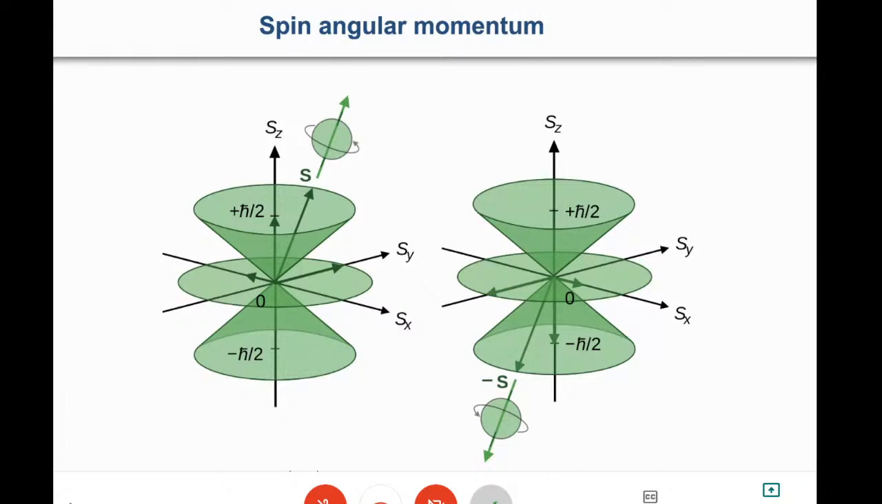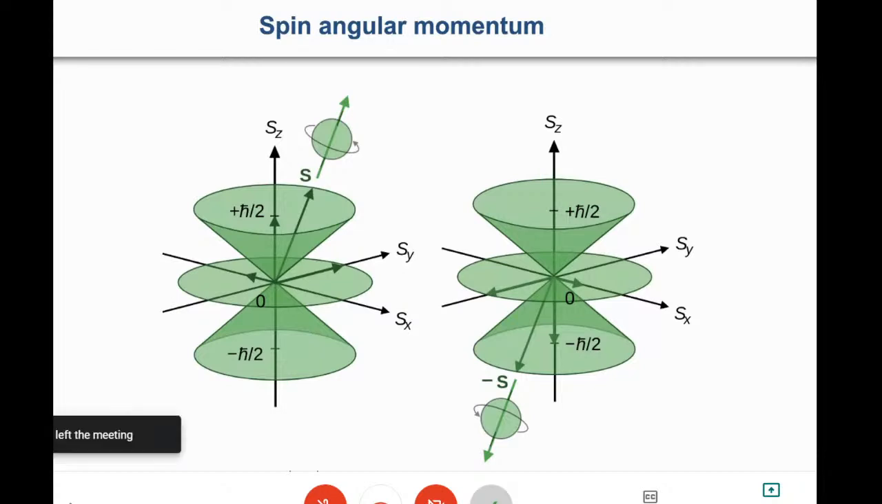So this part is plus half H cross. And if it was not in the positive quadrant, if S is in the negative quadrant, you will have minus half H cross. Okay, so that is the only two possibilities. These are the two degenerate levels for a spin S. We cannot determine the projection along Y or along X, because they don't commute, or they are forbidden by the uncertainty principle to be determined simultaneously. So that is why we give this conic picture, because this S can be anywhere in this cone.